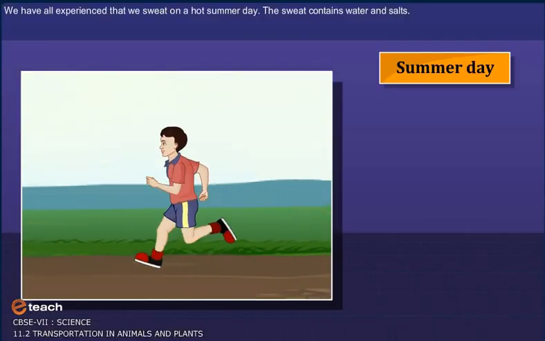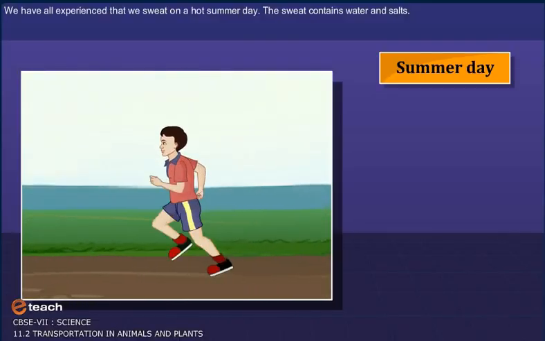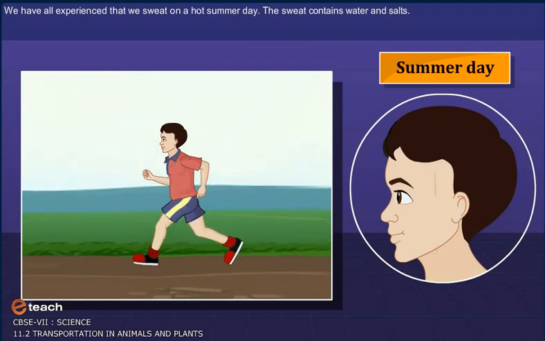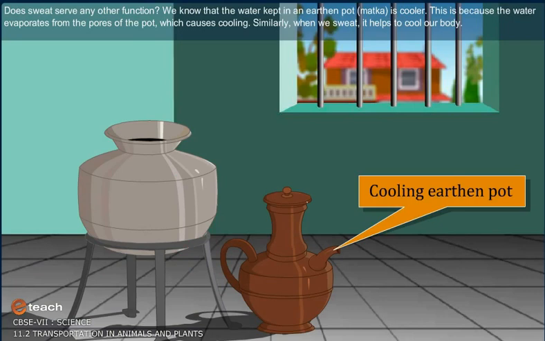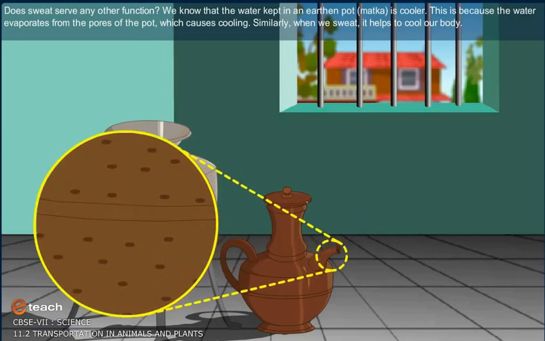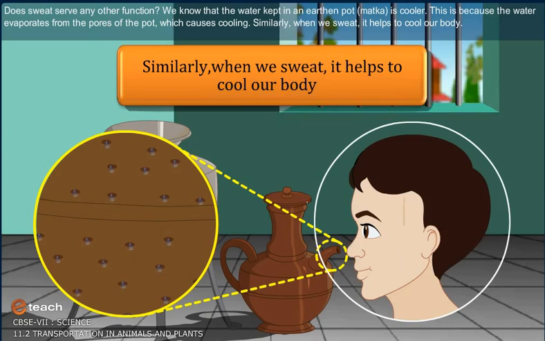We have all experienced that we sweat on a hot summer day. The sweat contains water and salts. Does sweat serve any other function? We know that water kept in an earthen pot, matka, is cooler. This is because the water evaporates from the pores of the pot, which causes cooling. Similarly, when we sweat, it helps to cool our body.